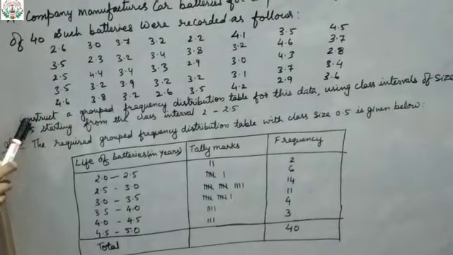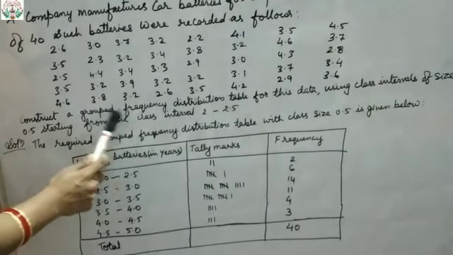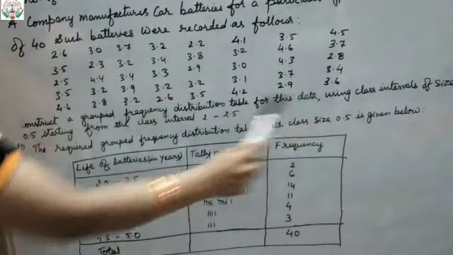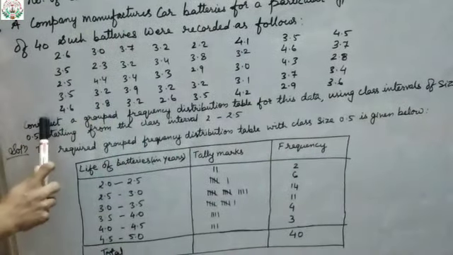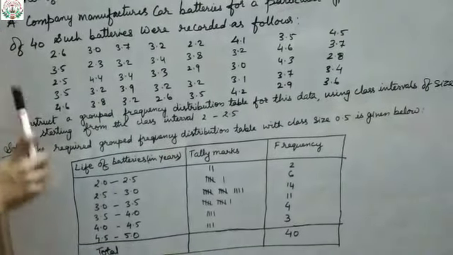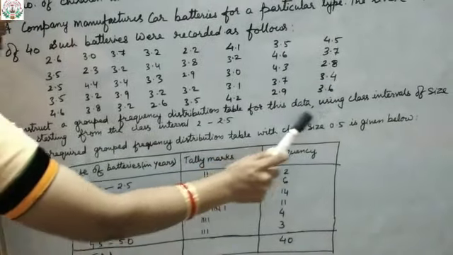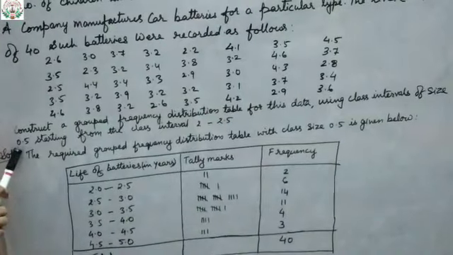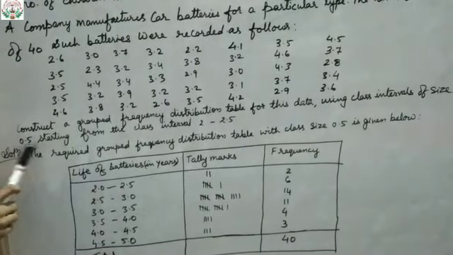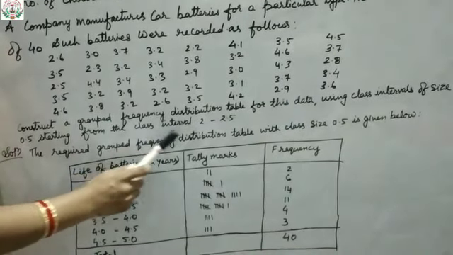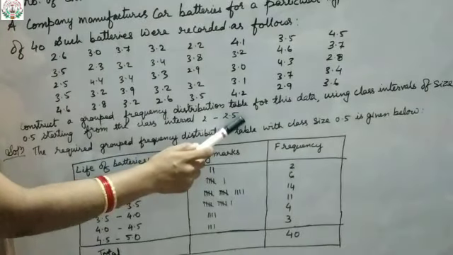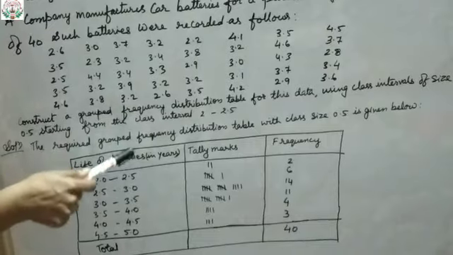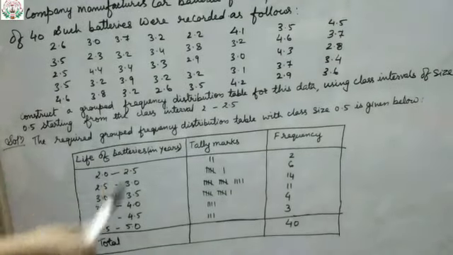Okay. What you have to do? Construct a grouped frequency distribution table for this data. Means for these 40 batteries, you have to make a grouped frequency distribution table. Using class interval width of 0.5, starting from the class interval 2 to 2.5. So you know that grouped frequency, till now you might be knowing how to make the grouped frequency distribution table.